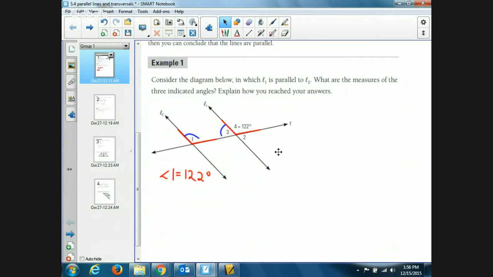So if I know that, we're saying 180 is equal to angle 1 plus angle 3. And we know that angle 1 is 122 degrees.